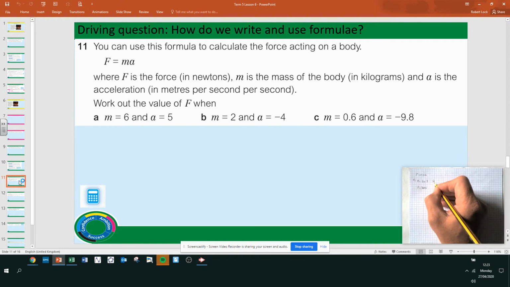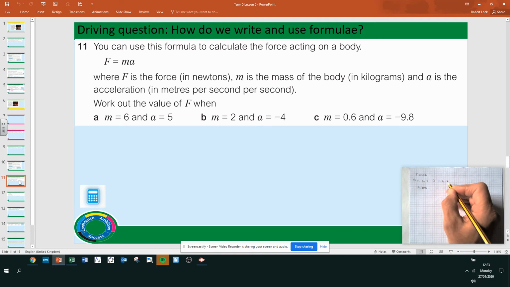B. F equals m, which is 2, times minus 4. 2 times 4 is 8. A plus and a minus makes a minus. So the answer is minus 8 N.